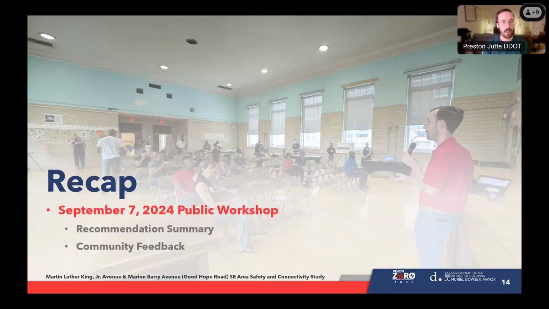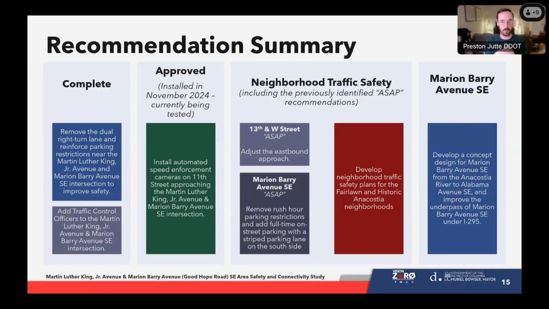All right, so I'm going to recap our in-person public workshop in September that we had at Ketchum Elementary School. We've had a lot of those one-on-one conversations since then, but we had some exercises at this public meeting that helped us refine our approach to some of the neighborhood safety improvements in the areas surrounding the MLK Marion Barry intersection, as well as the unified concept that we've been working on from the feedback that we've gained with this project along the way. So I'm going to touch on the recommendation summary.